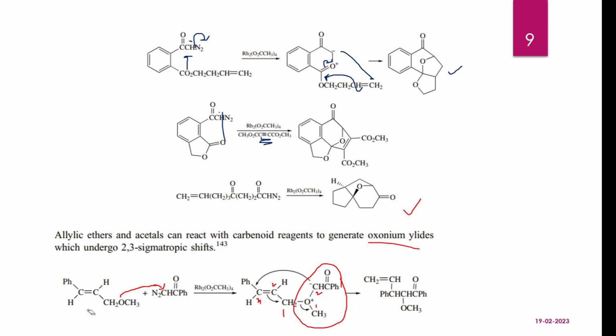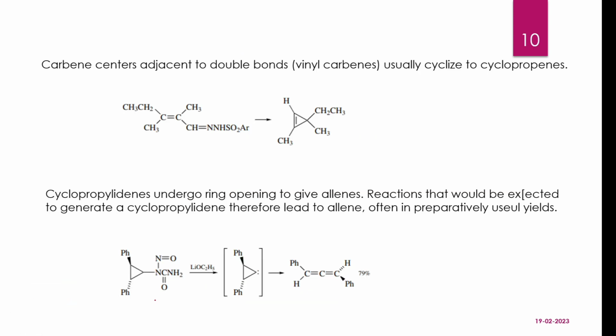Okay, I think everyone has understood. So let's come to the next reaction. With carbene centers adjacent to a double bond, usually cyclized to cyclopropene. After sulfoxide elimination, the ylide will form here, a carbene will form here. Then the carbene will add up to this alkene, giving us the cyclopropene kind of ring.